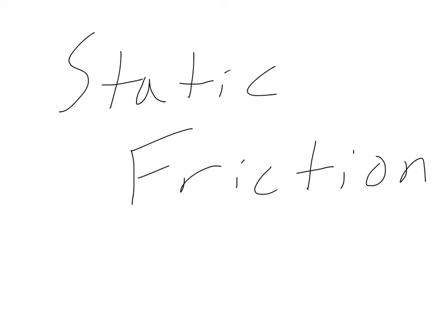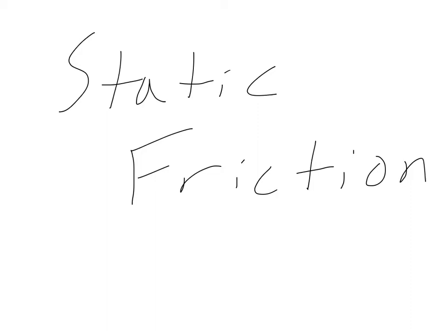Chapter 6 is a continuation of Chapter 5. So it's going to use F net equals ma, Newton's second law of motion, and free body diagrams still. But to the stuff that we learned in Chapter 5, we're going to add friction, air resistance, also known as drag, and circular motion.